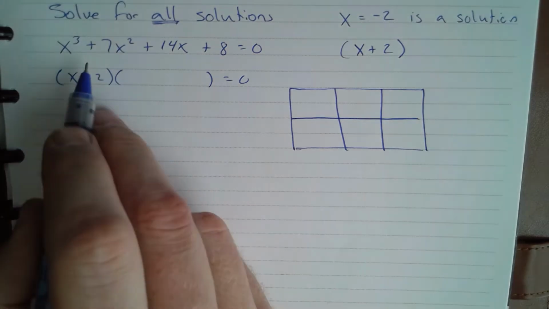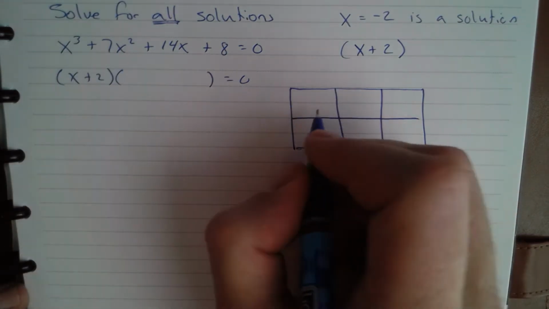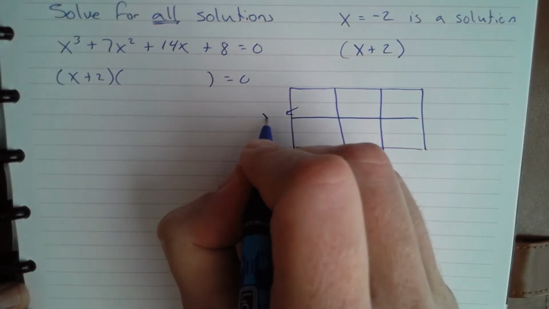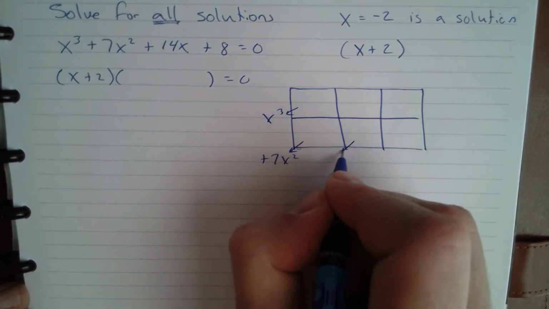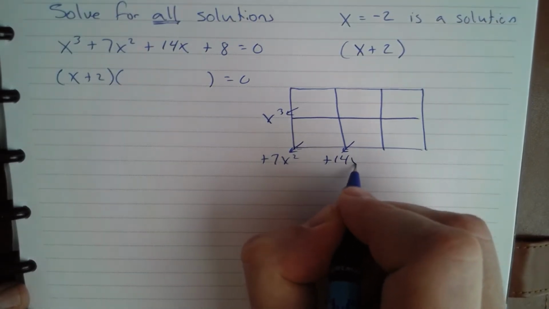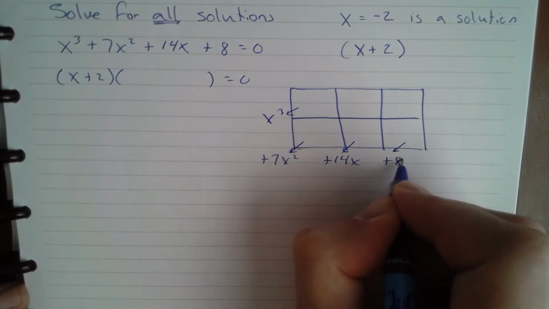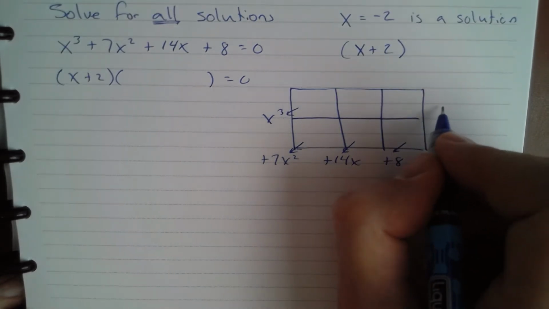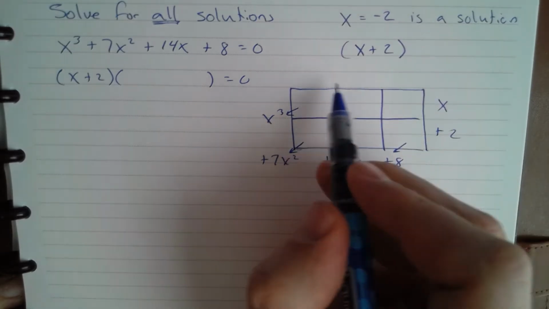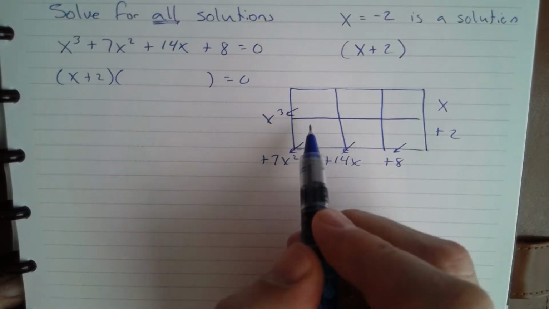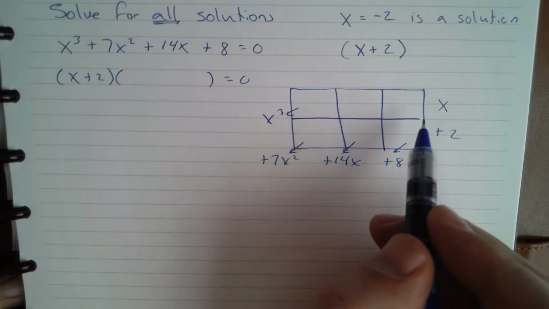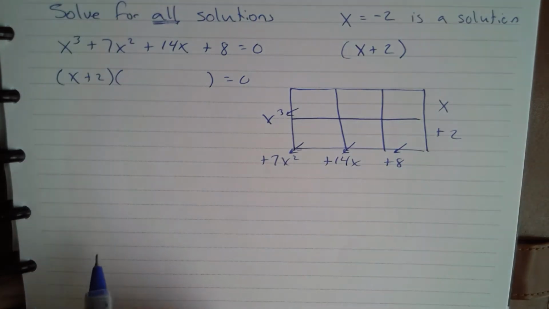So we'll divide this polynomial, x cubed plus 7x squared plus 14x plus 8, by x plus 2. Whatever I can multiply x plus 2 by up here to get this as a result when combining all of these middle terms will be my other factor.